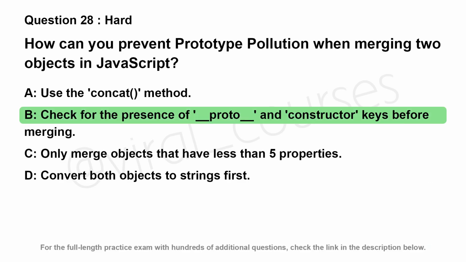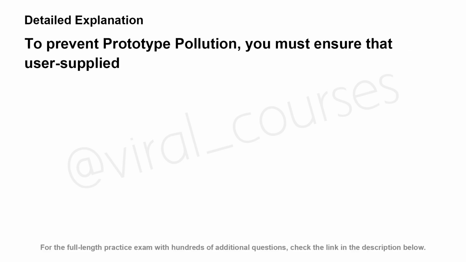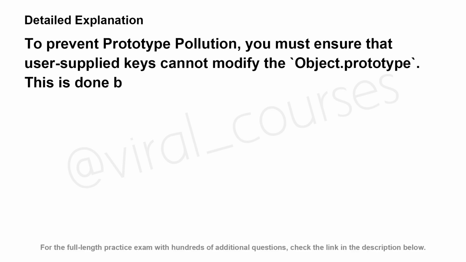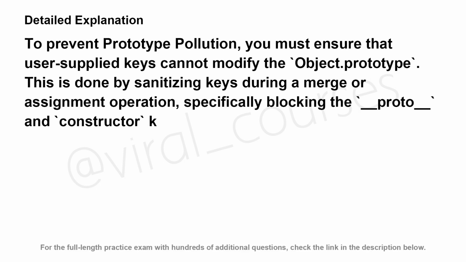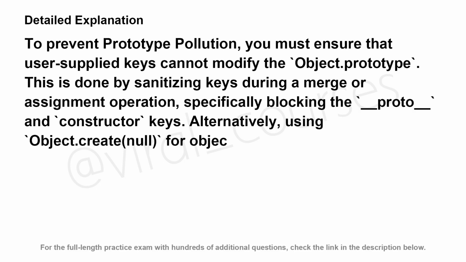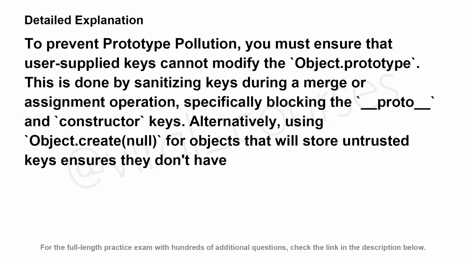The correct answer is B. To prevent prototype pollution, you must ensure that user-supplied keys cannot modify the object prototype. This is done by sanitizing keys during a merge or assignment operation, specifically blocking the __proto__ and constructor keys. Alternatively, using Object.create(null) for objects that will store untrusted keys ensures they don't have a prototype to pollute.